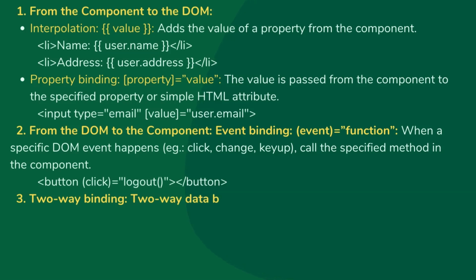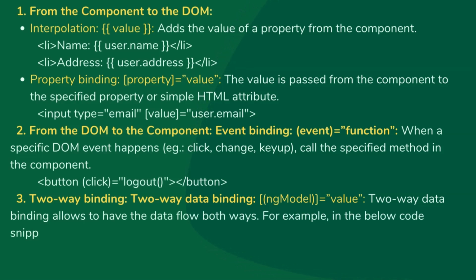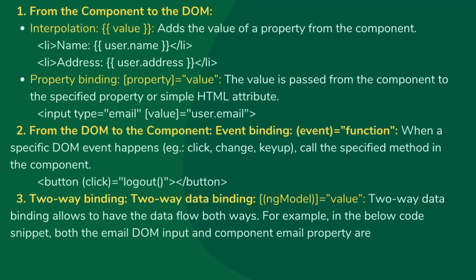Two-way binding, two-way data binding: ngModel equals value. Two-way data binding allows the data to flow both ways. For example, in the below code snippet, both the email document object model input and the component email property are in sync. In the email input, the value is user.email assigned to ngModel.